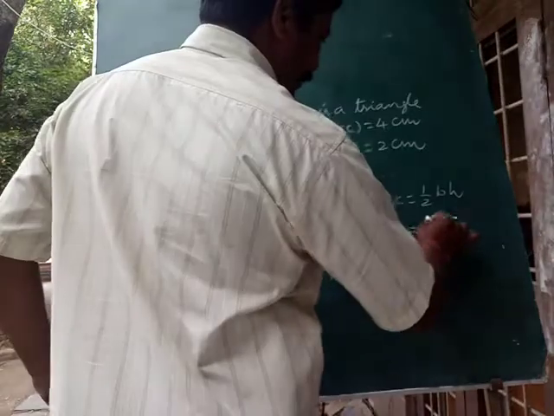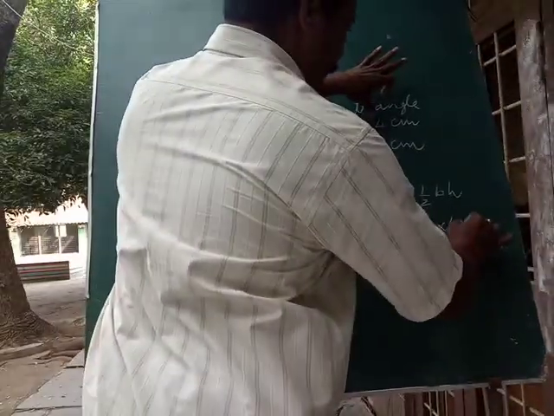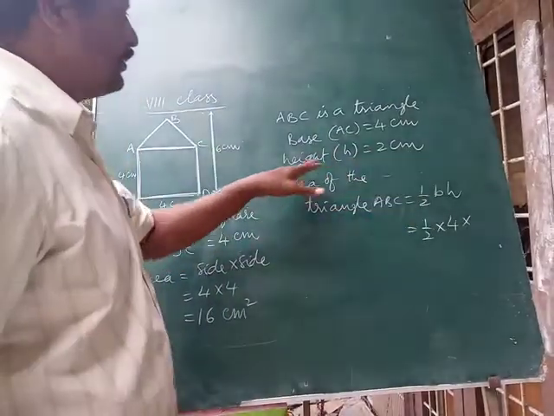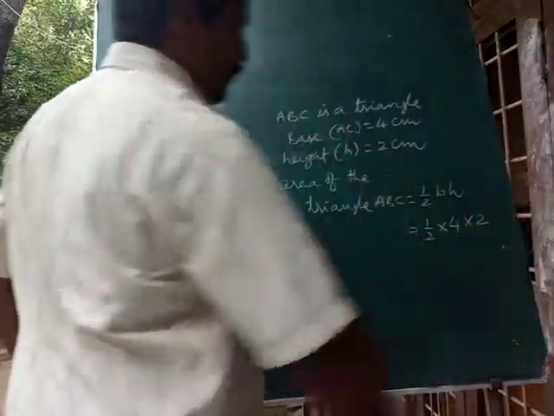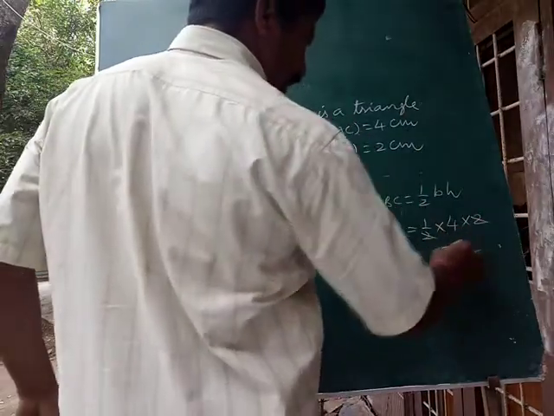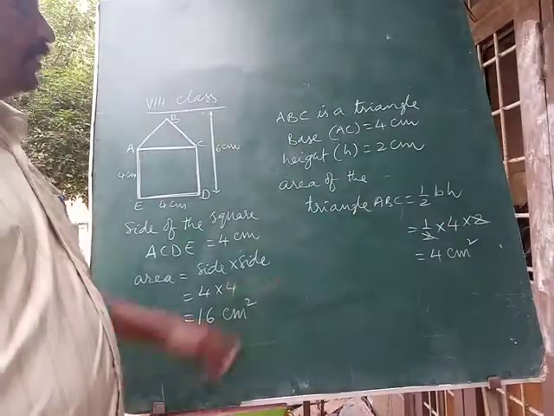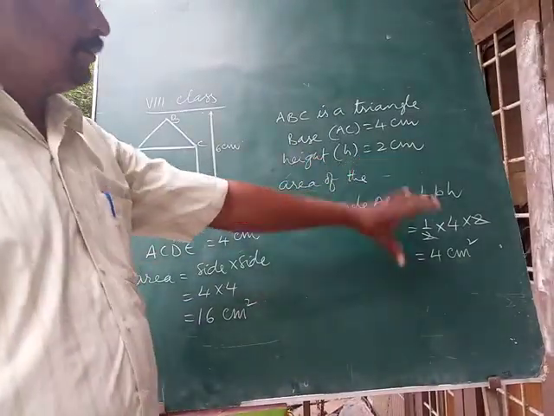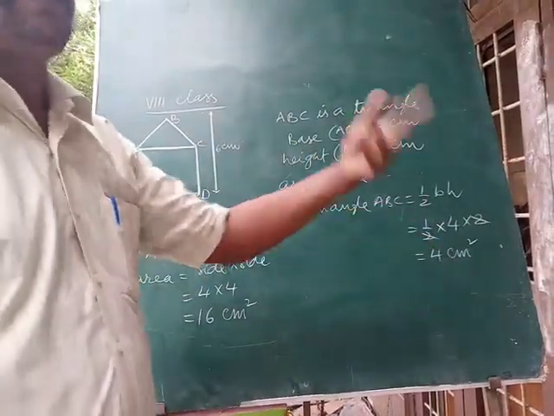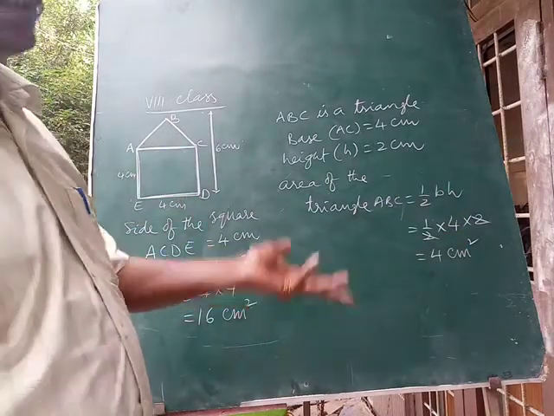That's equal to 1 by 2 into B, B means base, 4. H, height is equal to 2 centimeters. 1 by 2 into 4 into 2. This 2 cancels. 4 square centimeters. Area is always shown in square centimeters. If it is in meters, square meters.